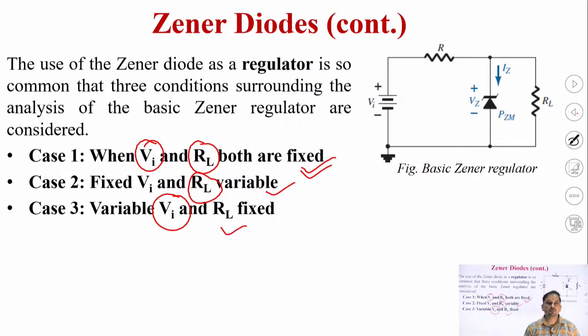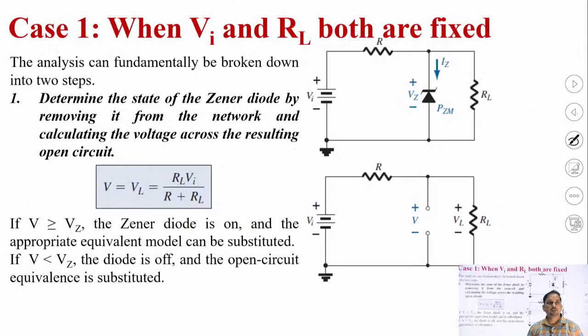So first we will start with case 1, when input is fixed and RL is also fixed. First we need to analyze whether the diode is on or off. For this we need to remove the diode here, and we are calculating the open circuit voltage. We are saying this as VOC.